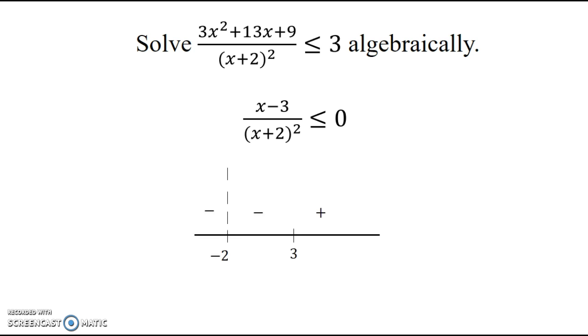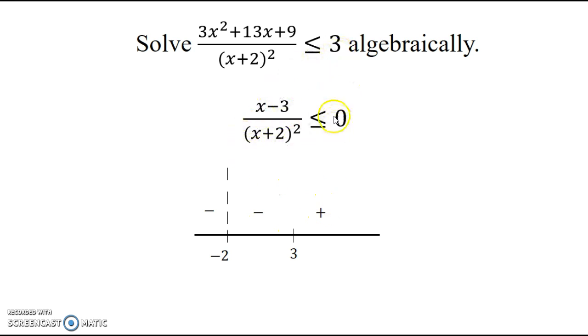Now notice when I create my sign diagram that on either side of the asymptote, it's negative. This is because we had that even multiplicity. So when I plugged in my test value of negative 3 and simplified, I got a negative value. And since we've got that even multiplicity, we know on both sides it's going to tend towards negative infinity. Then because the numerator has an odd multiplicity, we know it's going to switch signs.